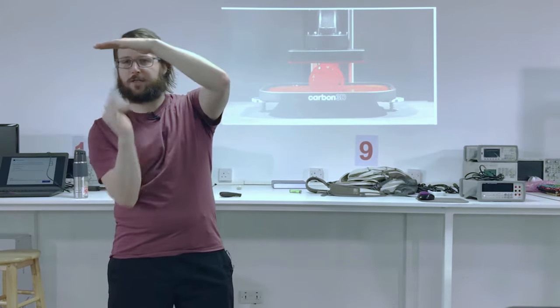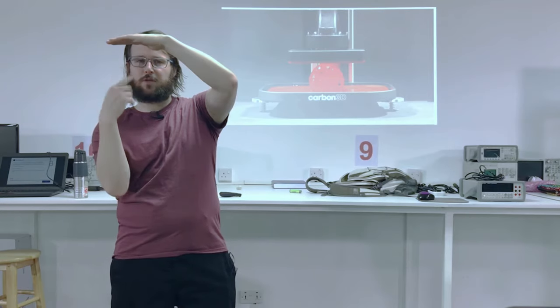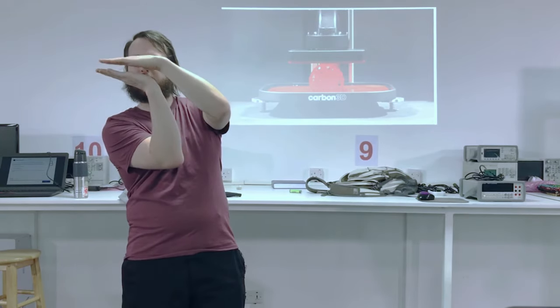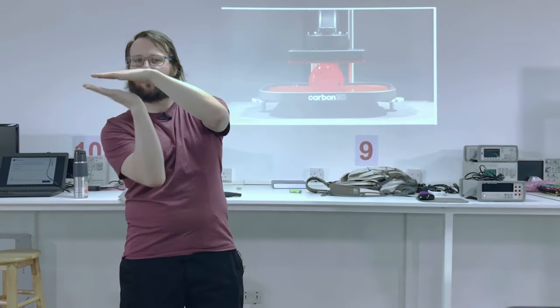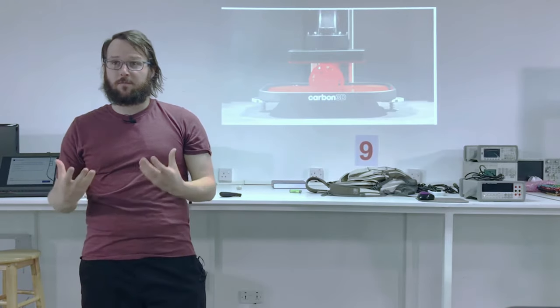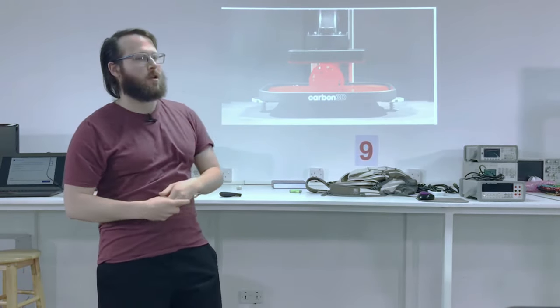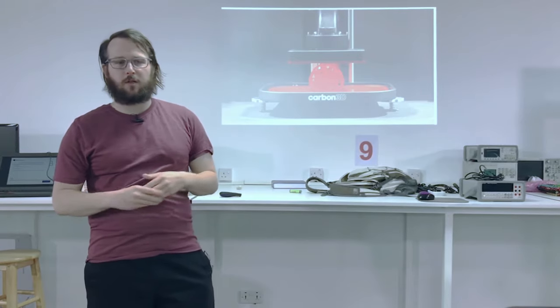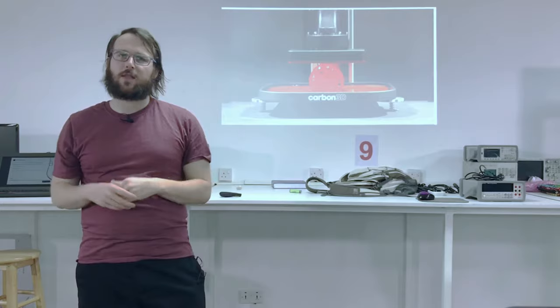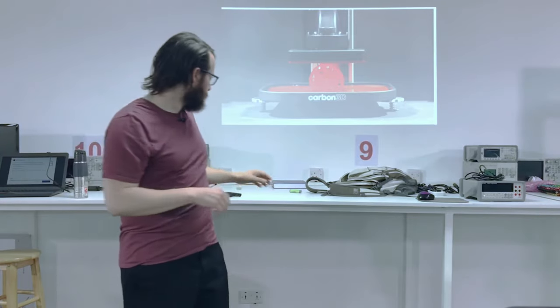But the laser will shoot the pattern of one cross section of your part, and it will move up a little bit, shoot that pattern of the cross section of your part, move up a little bit, keep going. Some of these machines use a laser. Others use a projector, kind of like this projector, but instead of having multiple colors and using visible light, it just uses ultraviolet light.